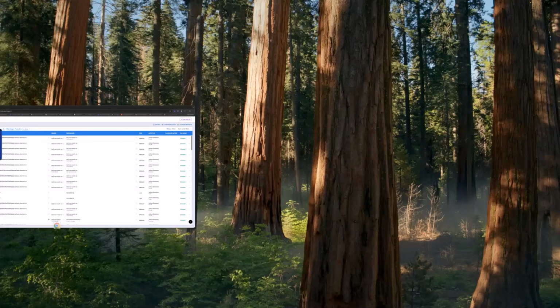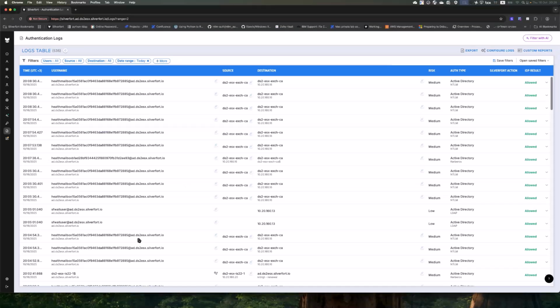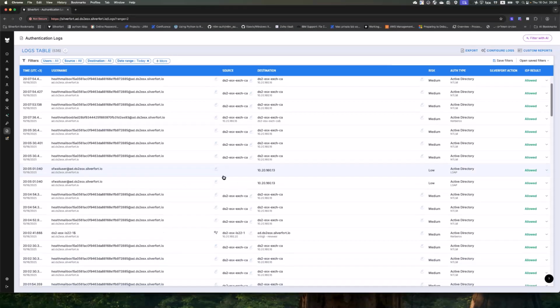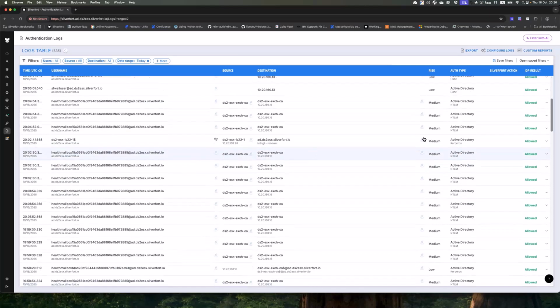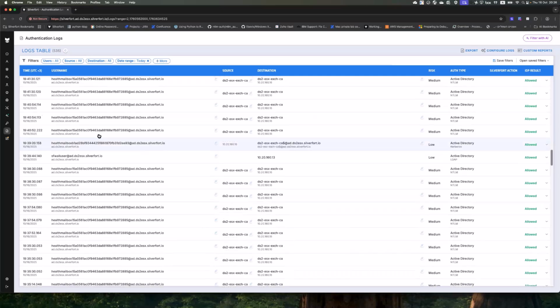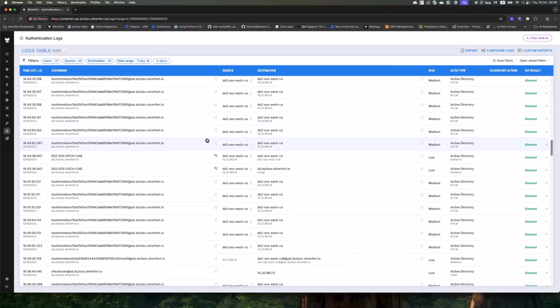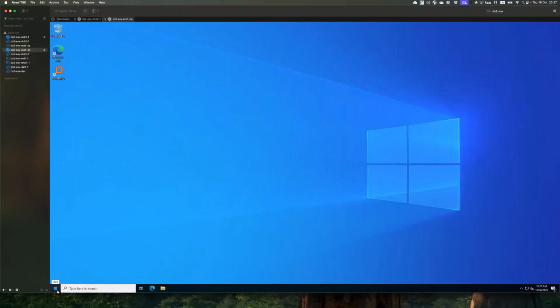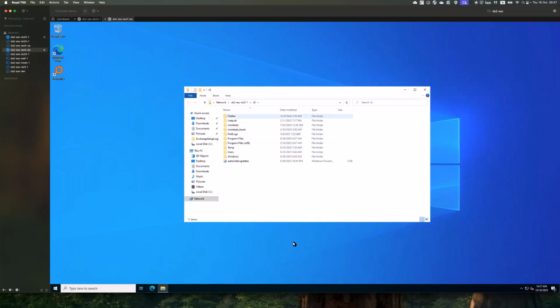As you can see, this is my Silverfort page, and my Silverfort lab has many authentications, and we're currently looking at the authentication logs. In my private environment, I would like to reach a misconfigured file share. And if I reach this file share, it will work. You will see nothing is wrong.